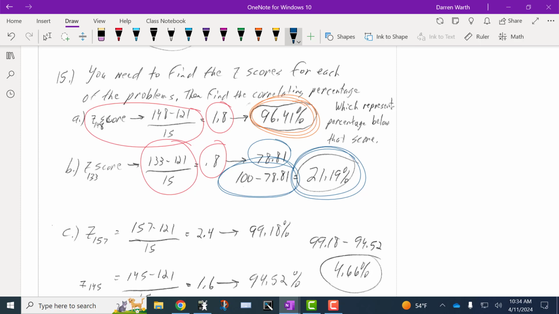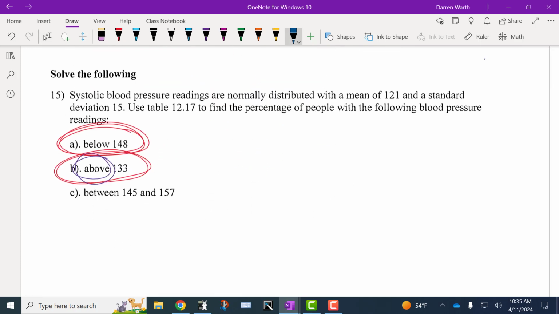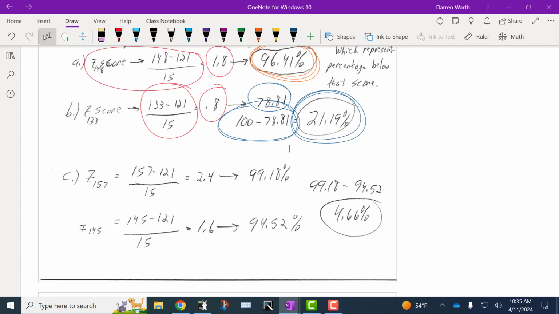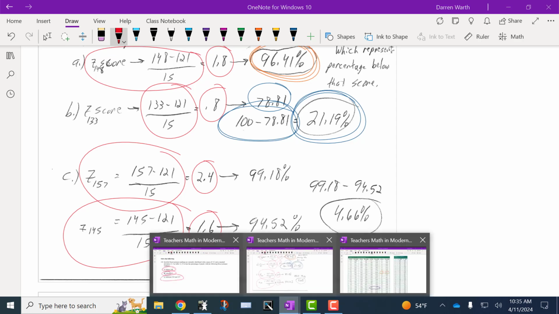Okay, now to find the ones that are between. You're going to notice the next one, C, says between 145 and 157. So you got to go ahead and find those two numbers. When you find those, you can find the z-score. So notice I found the z-score of 157 by using my formula. I take 157 minus 121 divided by 15. I got a 2.4. Then I take 145 minus 121 all divided by 15. I got a 1.6. So then I go back to my chart and I find those correlating scores.